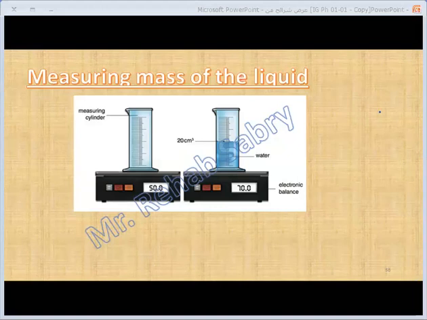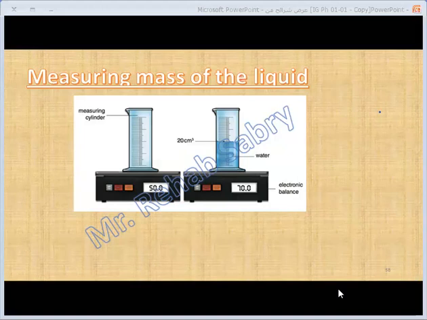Okay. What's your question, Yusuf? Go ahead. Mr., how to measure the mass? First we measure the container, then we measure with the liquid, then we subtract them. Right. Yusuf Osama, your question.